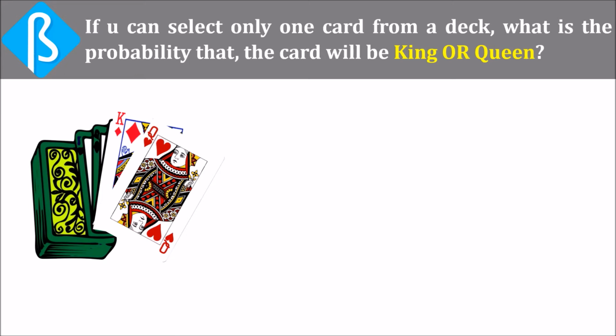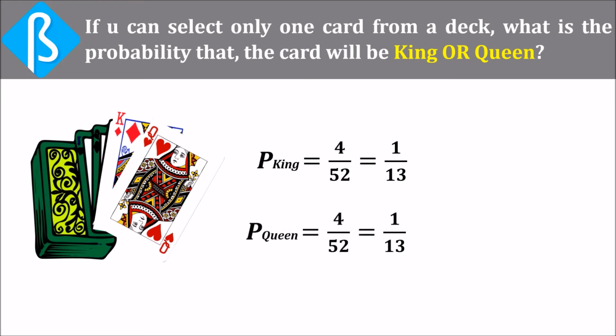The probability of king would be 4 by 52, and similarly, the probability of queen would also be 4 by 52. When we combine those two events, the probability of king or queen would be 2 by 13. Now let's solve this one.